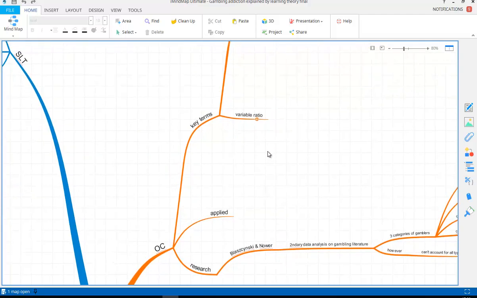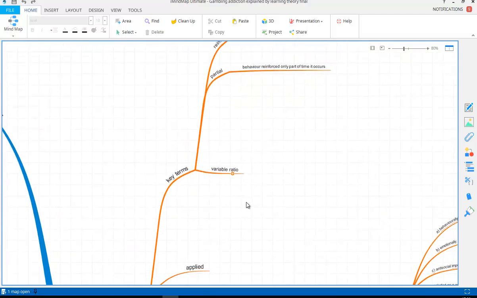Now specifically we need to talk about variable ratio. Variable ratio is a type of partial reinforcement in which behavior is reinforced but after an unpredictable number of responses. Okay, so this is actually very important in terms of reinforcing us and in terms of us learning. It's the most persistent type of learning.